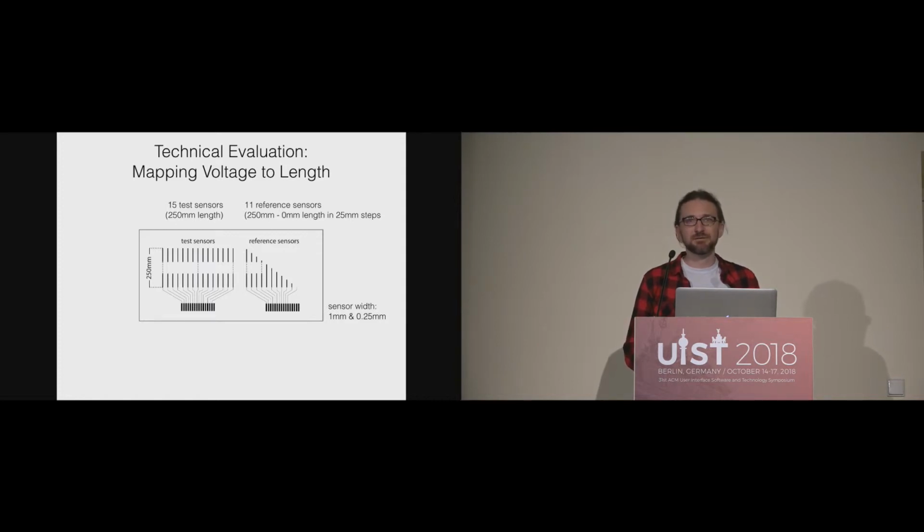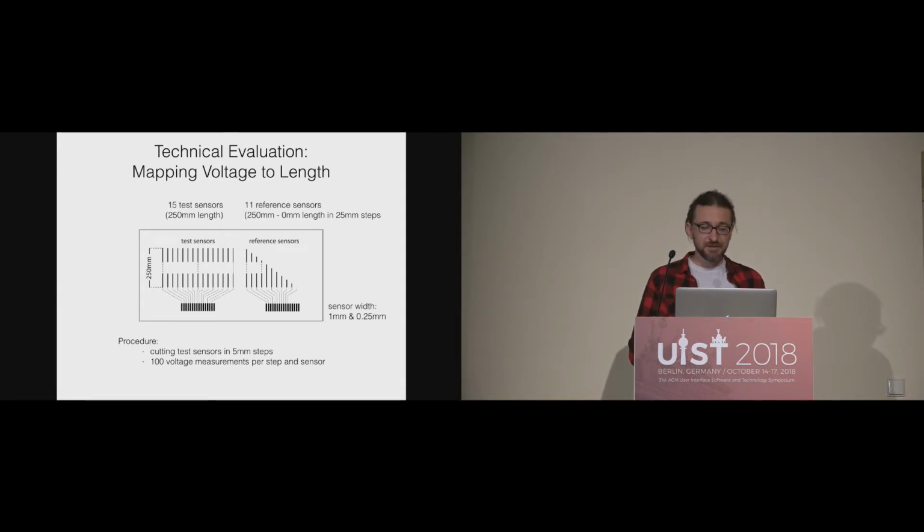And on the right side, a set of reference sensors with different lengths. They started at 250 millimeters and then went to 0 in 25 millimeter steps. Also, we printed these sheets in two different sizes. So the width of one set of these sensors was 1 millimeter, and the second set was 0.25 millimeters. Our procedure was that we were cutting the test sensors in 5 millimeter steps, and after each step we were measuring 100 times the voltage of each of these test sensors.